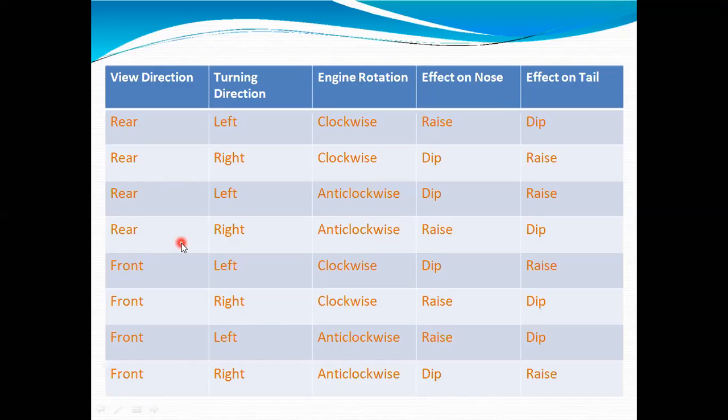And if we change the position of the person to viewing from the front end, then all the situations will be reversed. So this table will be highly helpful for solving numerical problems and for identifying the effect of the gyroscopic couple, how it will be produced when these three conditions are varied.